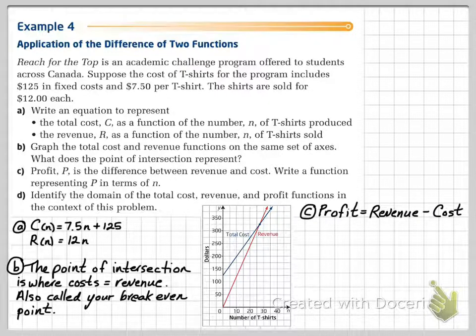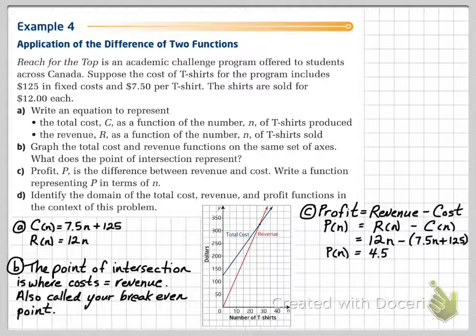C. A profit is the difference between revenue and cost. Write a function representing P in terms of n. So if profit is equal to revenue minus cost, we can say P of n is going to equal our revenue, which is R of n, minus the cost C of n, which is 12n minus (7.5n plus 125). To simplify, that would be 4.5n minus 125.